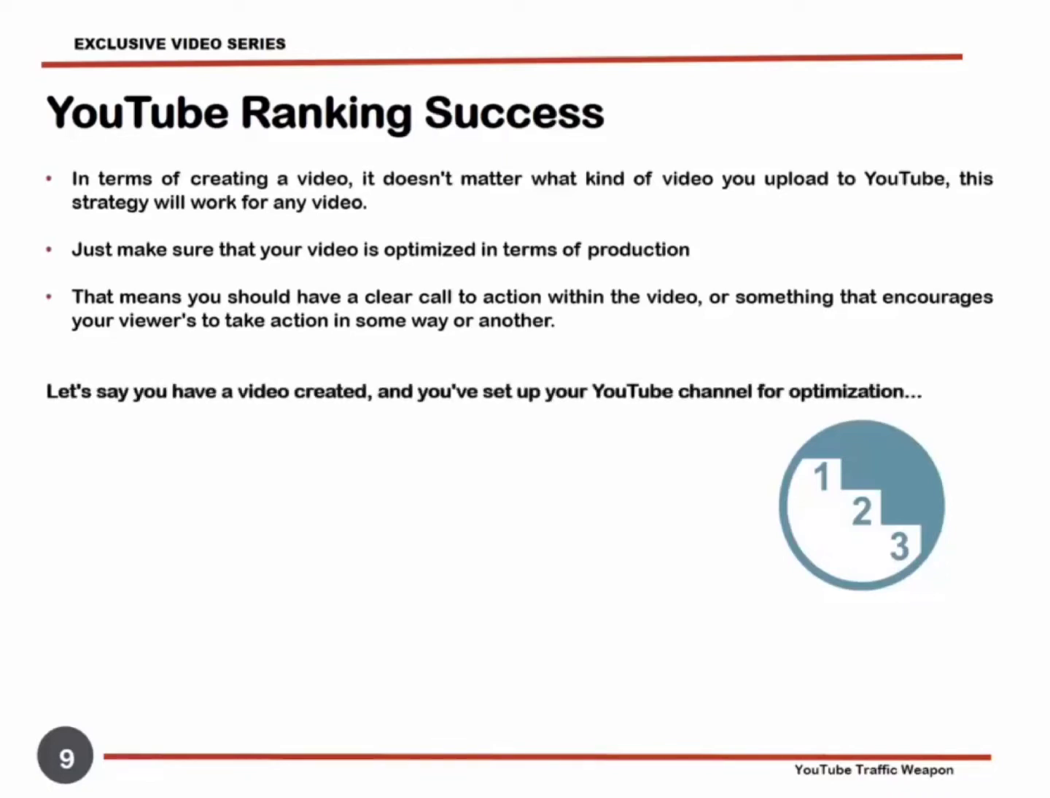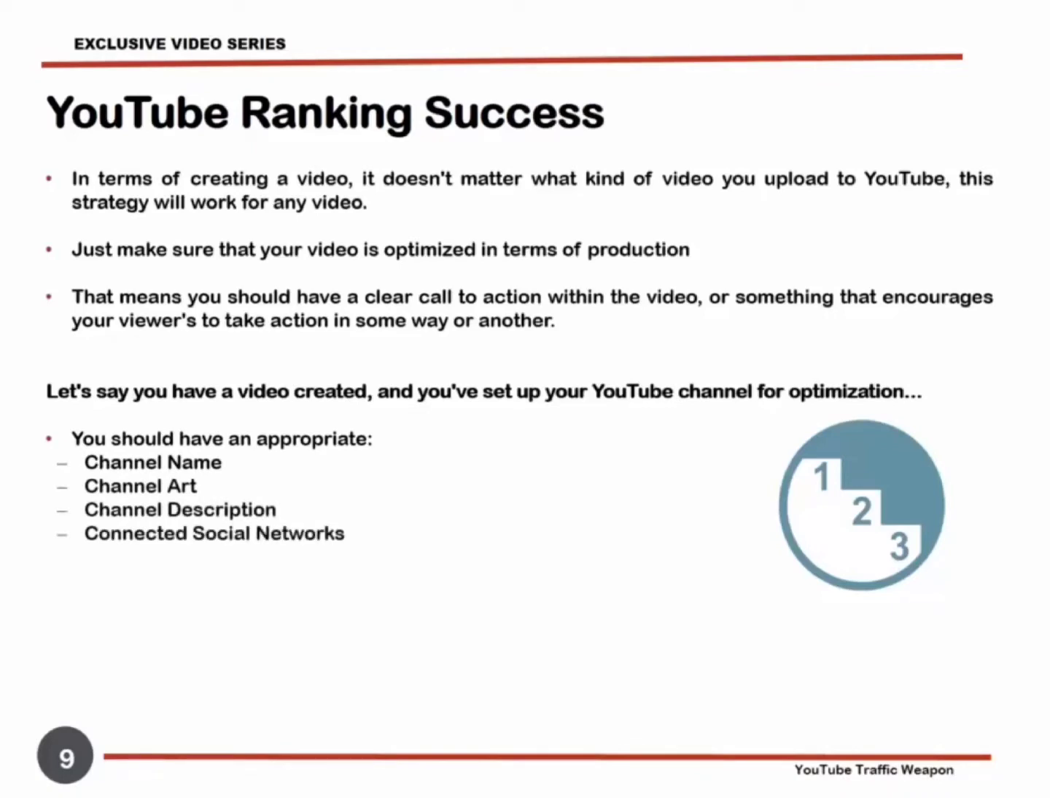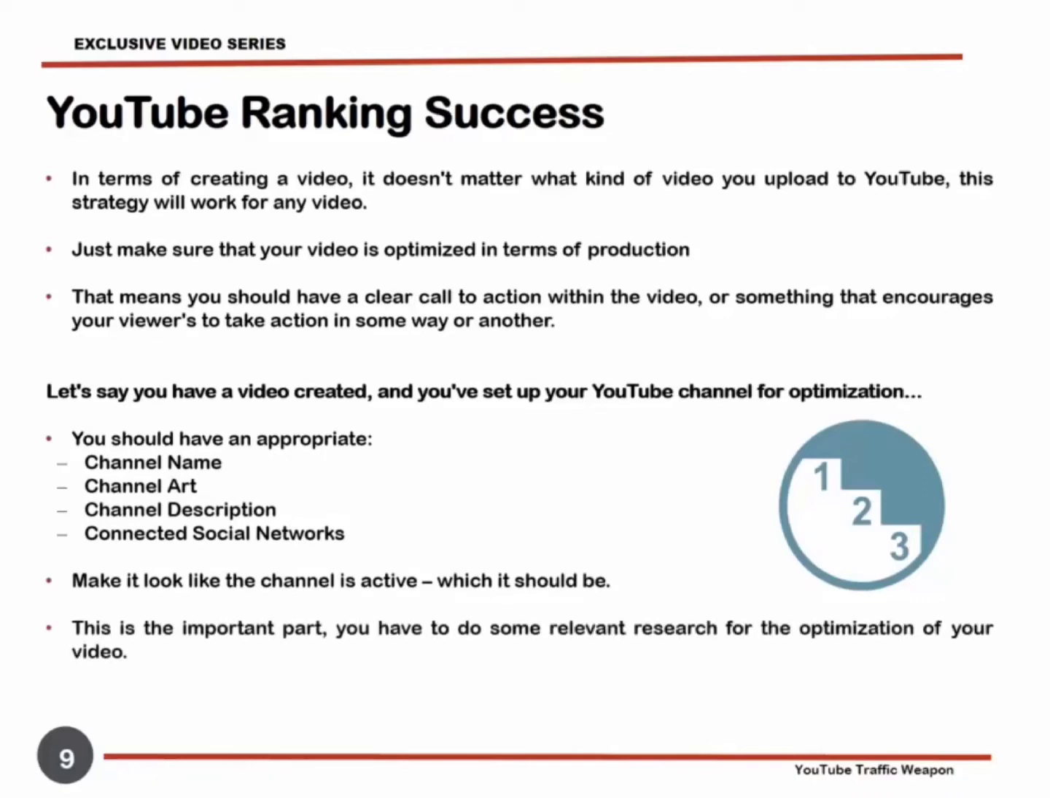Let's say you have a video created and you've set up your YouTube channel so that the homepage is fully optimized. You should have an appropriate channel name, art, a description, connected social networks, and make it look like the channel is active, which it should be. Now, this is the important part: you have to do some relevant research for the optimization of your video.